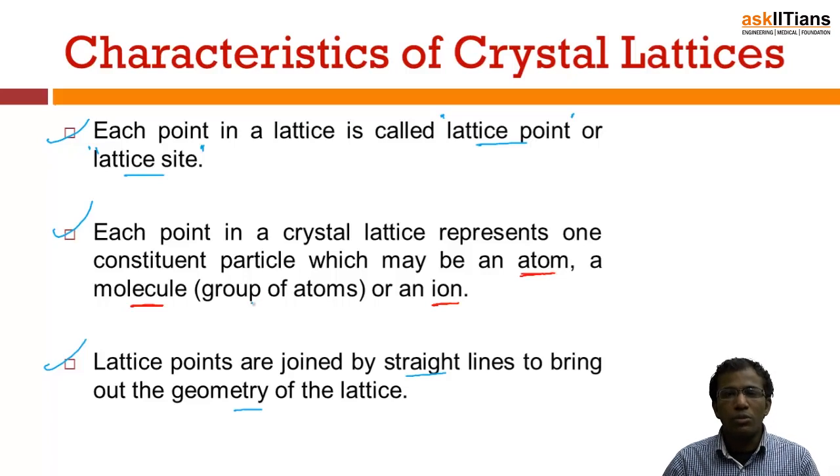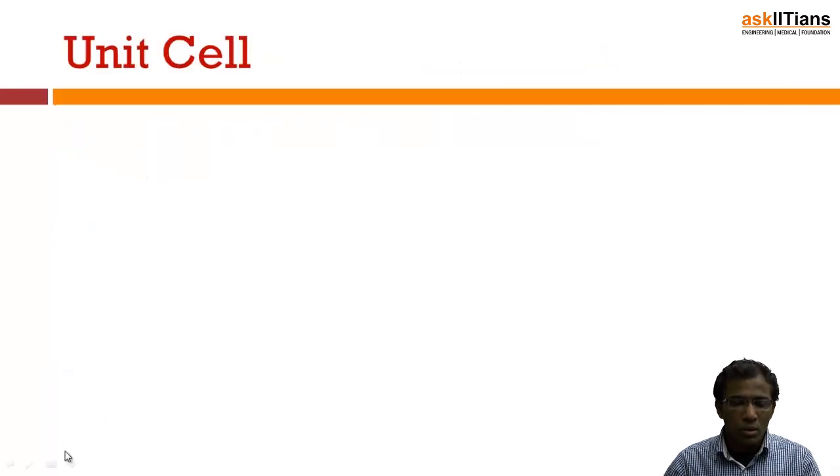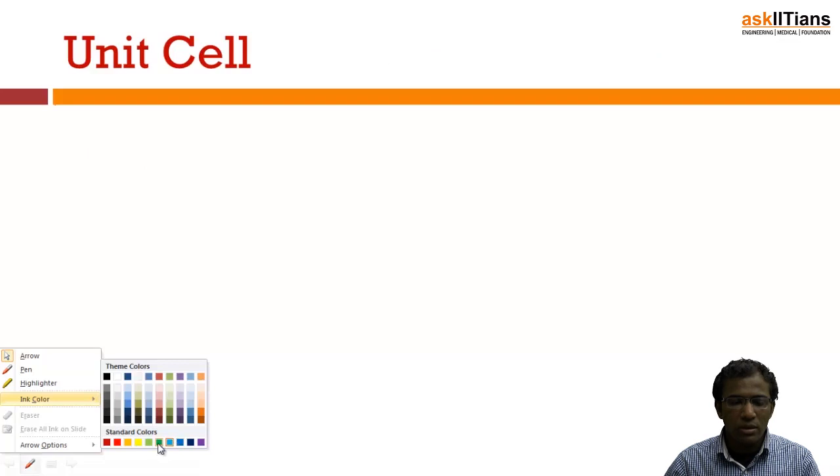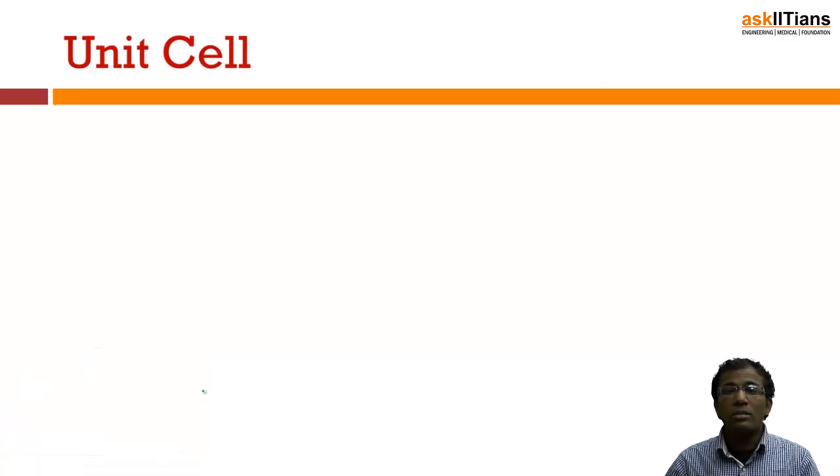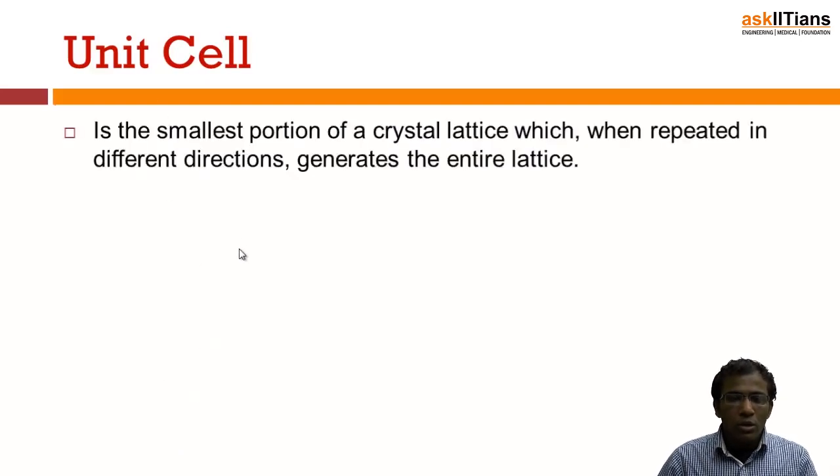Now let us move to the concept of unit cell. So what is a unit cell? It is a very important thing, and you need to understand this clearly in order to understand the rest of solid state. So be focused. A unit cell is the smallest portion of a crystal lattice, which when repeated in different directions will generate the entire lattice.